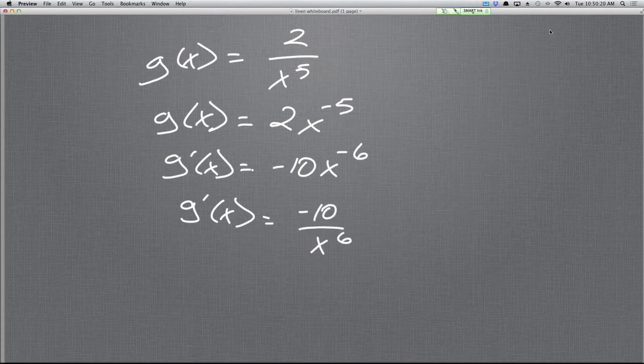And when you move it back down, you've got to be careful because sometimes some of you will want to move the 10 with it. Don't move the 10 with it. You only move what has a negative exponent. The only thing with a negative exponent is the x. So that's the only thing that moves.